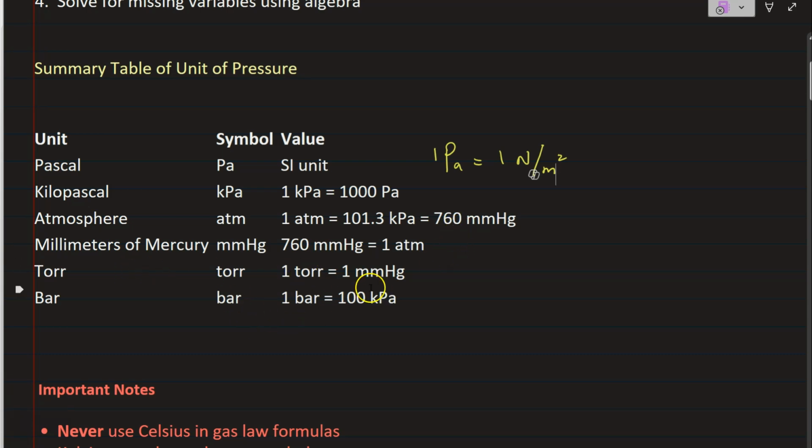The other ones have to do with the torr, which is 1 mmHg, a millimeter of mercury, and the bar: 1 bar is 100 kilopascal. So these are the units. Most of the time we're going to deal with kilopascal or atmosphere. That's what we're going to use.